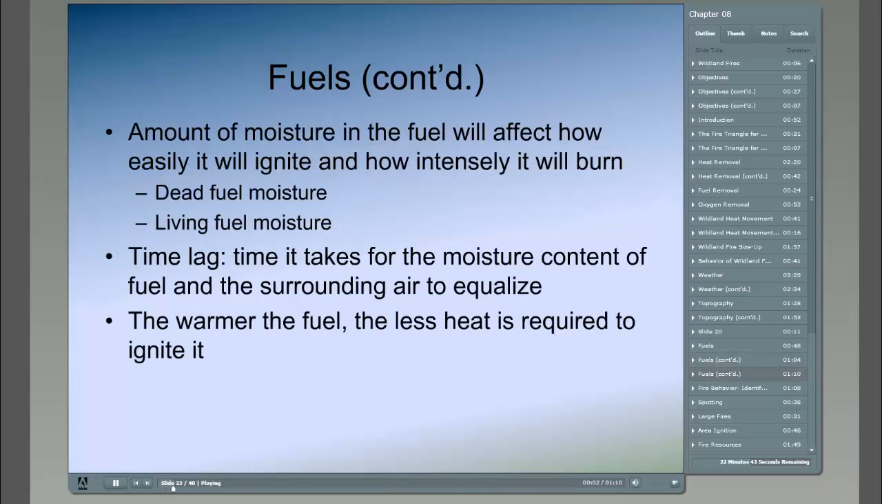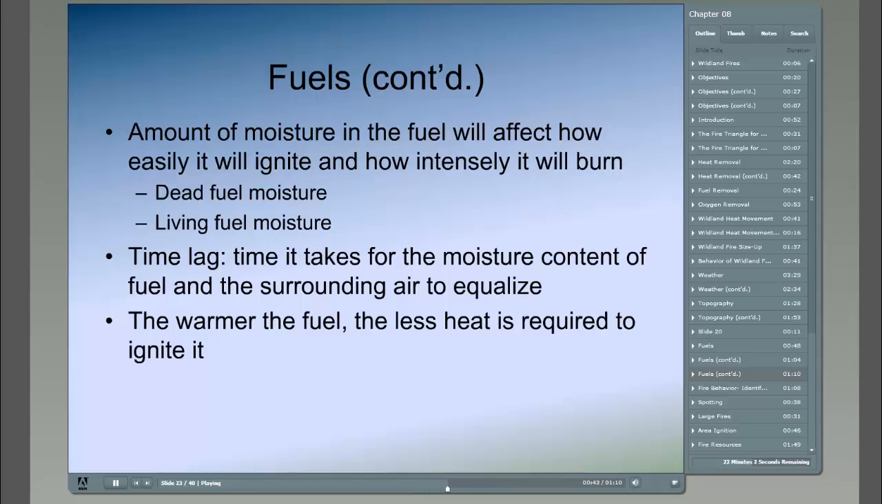The amount of moisture in the fuel will affect how easily it will ignite and how intensely it will burn. The moisture content of fuel is classified in 2 ways. One is dead fuel moisture, which is the moisture content in fuel that is not living. The second is live fuel moisture. The live fuel moisture is the amount of fuel moisture in the living, growing fuels, which gain moisture primarily from the plant root system. Dead fuel moisture is changed only by the moisture content of the air. Both are measured as a percentage of the weight of the fuel.